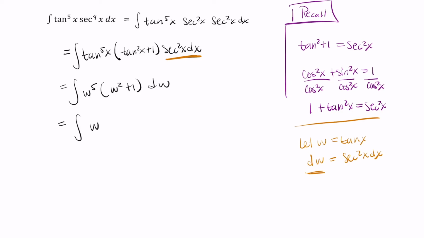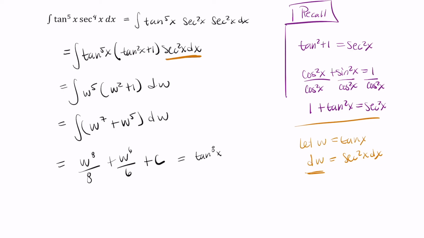We can rewrite this as w to the seventh power plus w to the fifth dw. So this is w to the eighth power over 8 plus w to the sixth power over 6 plus a constant. Now I can finally replace each of these w's with a tangent x to end up with tangent to the eighth power of x over 8 plus tangent to the sixth power of x over 6 plus a constant.